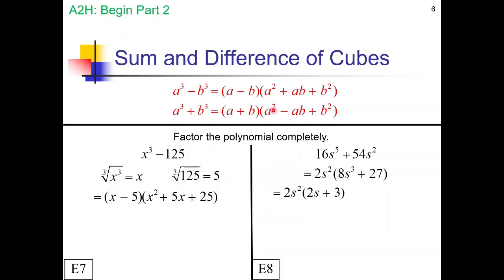Next, I need to do my a squared. 2s squared is 4s squared. Then we have to do minus ab. So that's going to be negative 2s times 3. So negative 6s. And then finally, b squared is 3 squared. So that's a plus 9. And that one's also done.